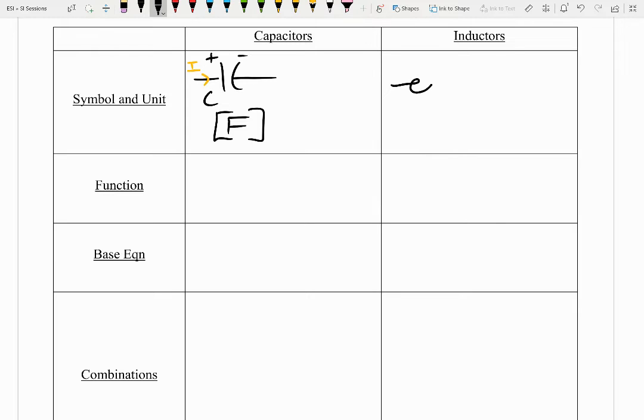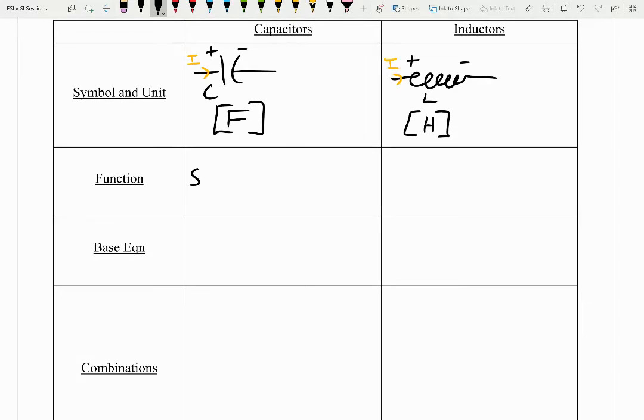Looking at the inductor, modeled as a coil, we have a positive terminal and a negative terminal, where your current will enter the positive terminal. Our symbol is L, and our unit for this is henrys, H.